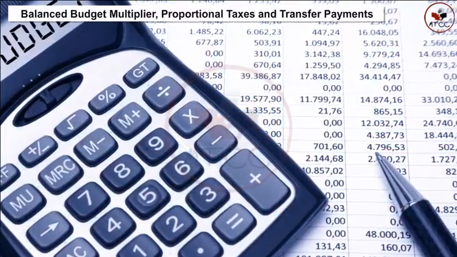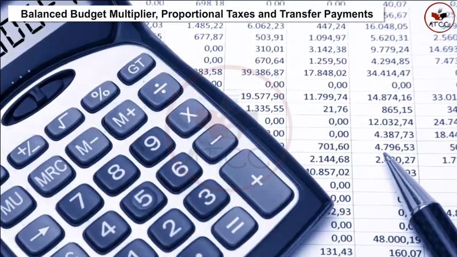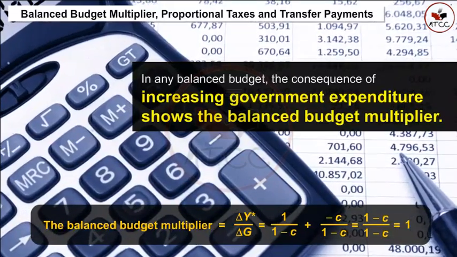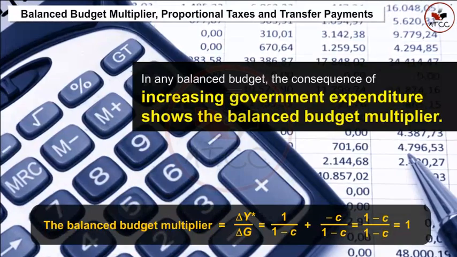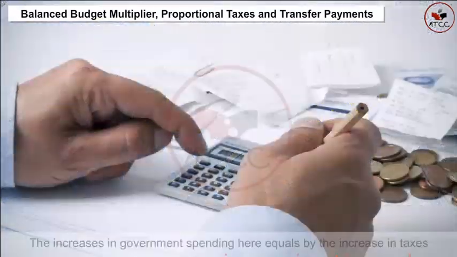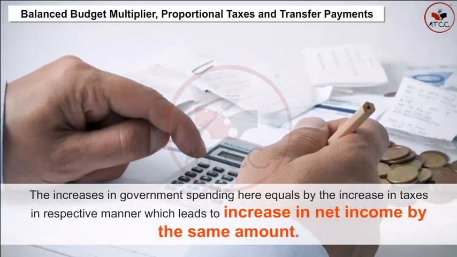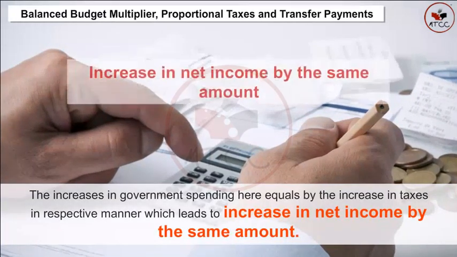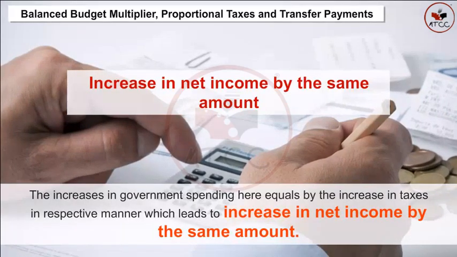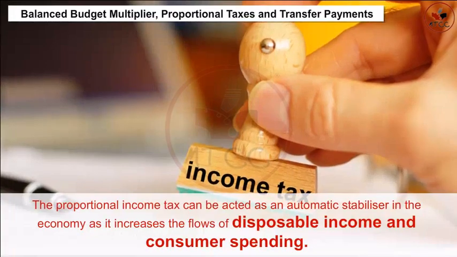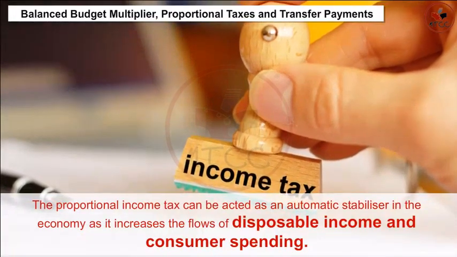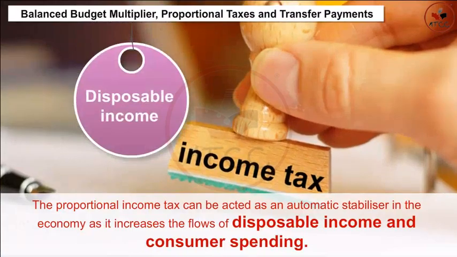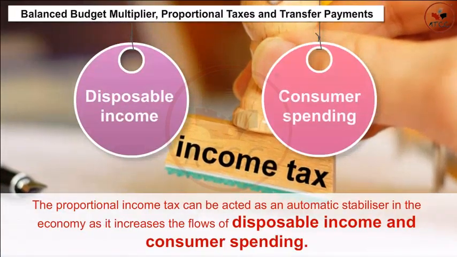Balanced budget multiplier, proportional taxes and transfer payments. In any balanced budget, the consequence of increasing government expenditure shows the balanced budget multiplier. The increase in government spending equals the increase in taxes, which leads to an increase in net income by the same amount. The proportional income tax can act as an automatic stabilizer in the economy as it increases the flows of disposable income and consumer spending.